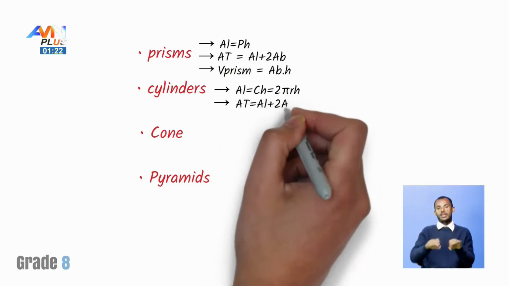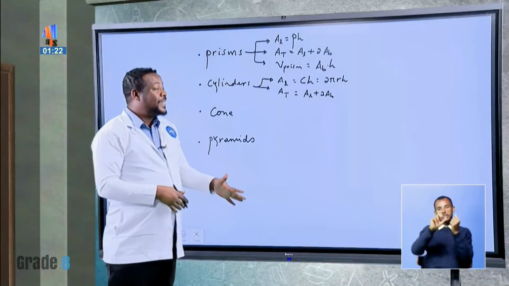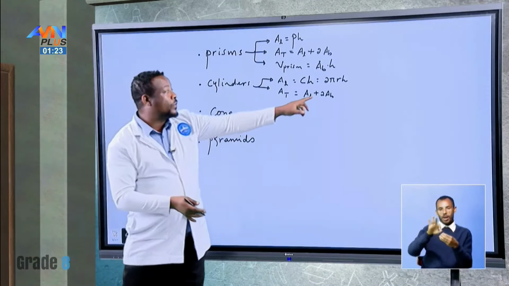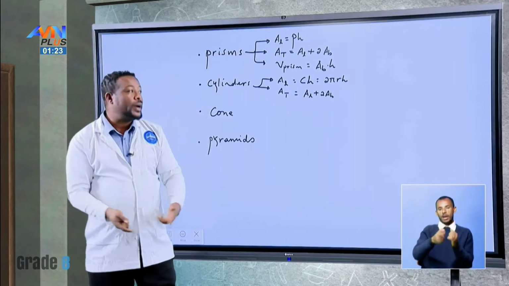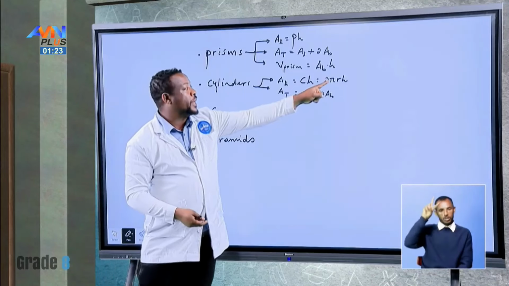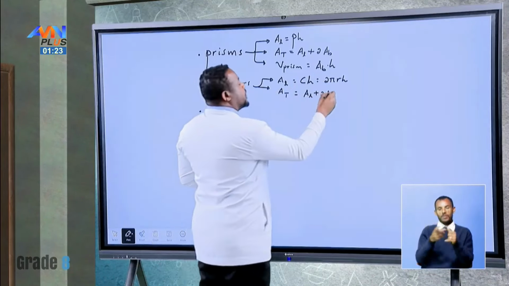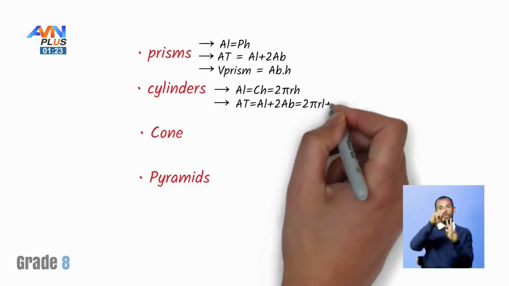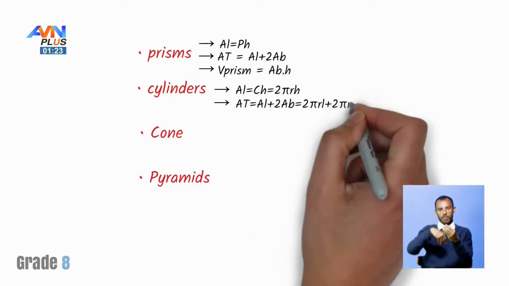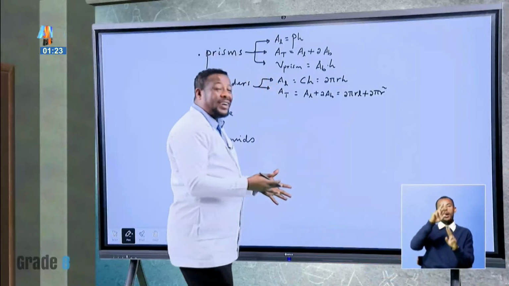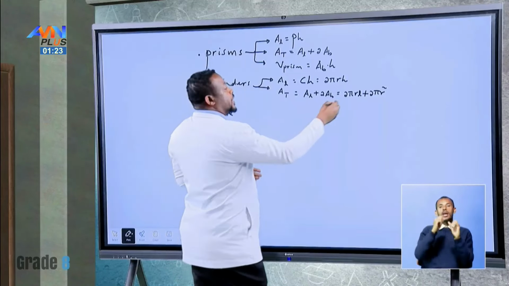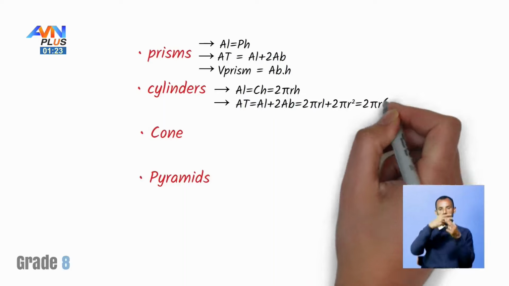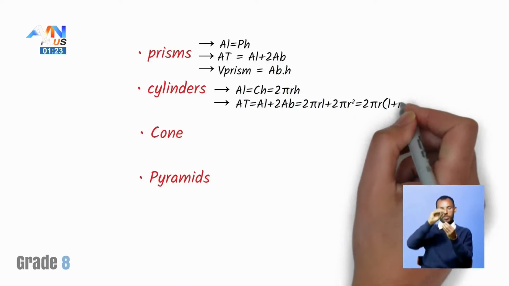The total surface area for a cylinder is the sum of the lateral surface area plus 2 times the area of the base. Since the bases of a cylinder are circular, in place of AB, you can replace pi r squared, and AL is obtained from the first one. So you can rearrange this, and it becomes 2 pi r L plus 2 times pi r squared. Or this can be rearranged as 2 pi r times (L plus r).